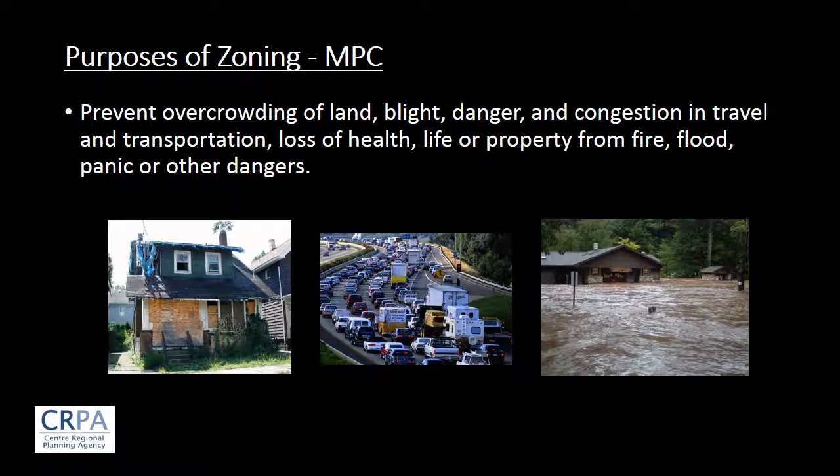Zoning can be used to prevent the overcrowding of land, blight, danger, and congestion in travel and transportation, loss of health, life, or property from fire, flood, panic, or other dangers. For example, many municipalities will have restrictions on development in the floodplain. Blight is commonly addressed in zoning ordinances as a means of maintaining property values and avoiding rodents and other issues related to blighted properties.